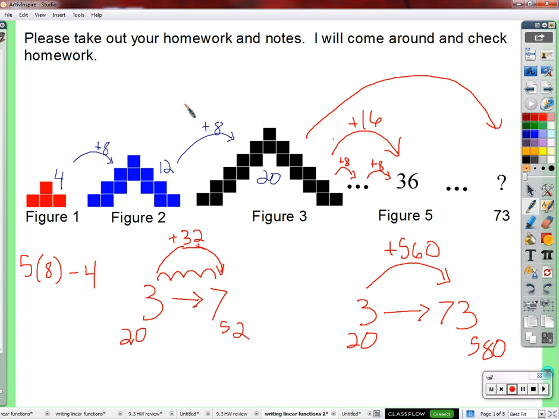Okay, let's back up a little bit. I want to go from figure 1 to figure 2. How many times do I have to go up by 8? Once. If I want to get to figure 3, how many times do I have to go up by 8 from figure 1? Twice. Oh, so it's 72 times. So if I want to go from figure 1 all the way to figure 73, how many times do I go up by 8? 72.